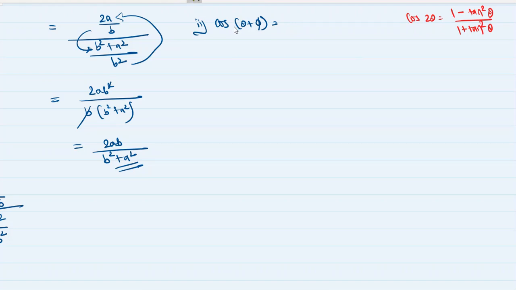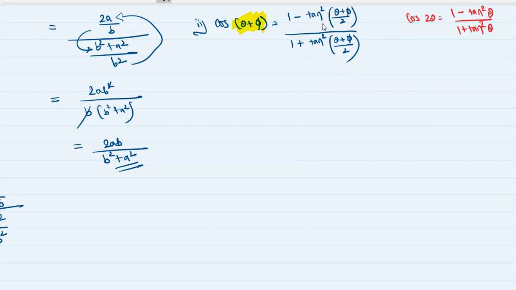So theta plus phi will be considered as one angle theta. So I'm just going to write it as 1 minus tan square of theta plus phi by 2 upon 1 plus tan square of theta plus phi by 2.